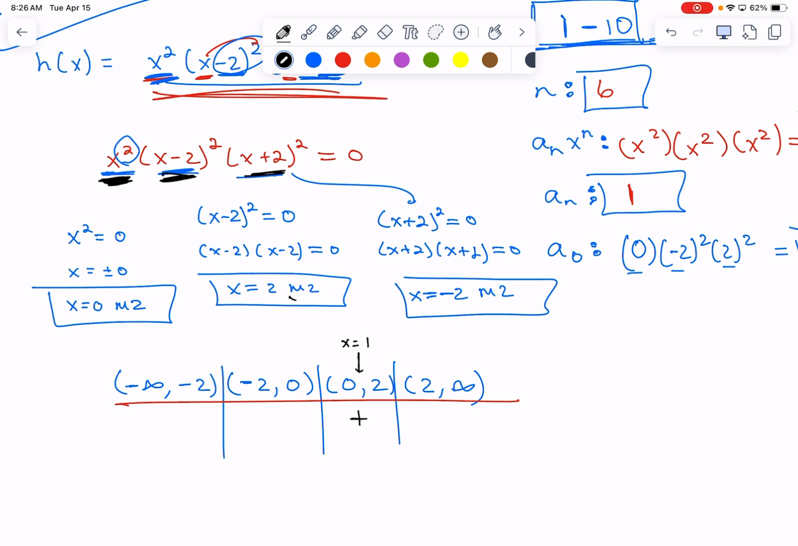Now, the multiplicity is what for all of these? 2. So are the signs ever going to switch? They're going to stay plus through the whole thing. Do we have to test it? You don't have to test if you know.